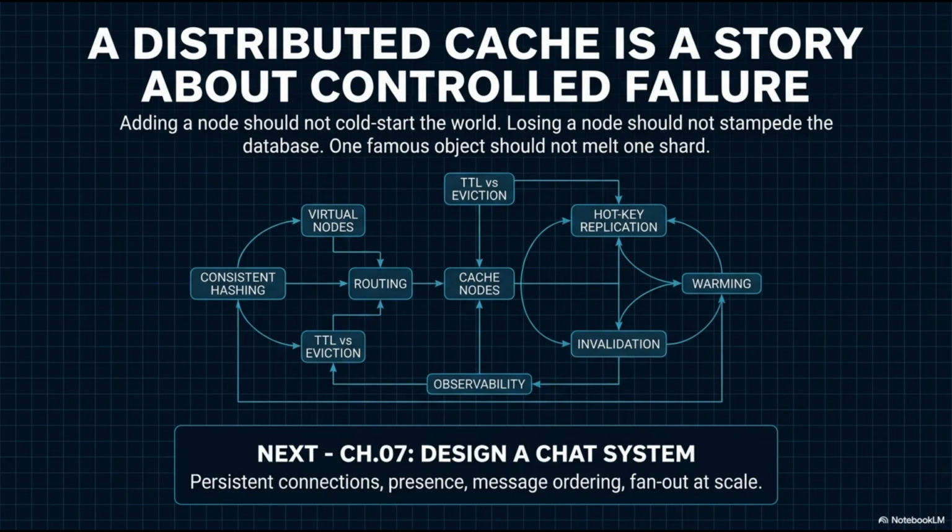Well, that wraps up Chapter 6 on distributed caching topologies. Next time, in Chapter 7, we are shifting gears entirely. We are moving away from caching static hot objects and diving into live, stateful connections. That's going to be a big one. It is. We will be designing a massive-scale chat system, unpacking the complexities of WebSockets, presence protocols, and the absolute headache that is guaranteed message ordering across a distributed fan-out.